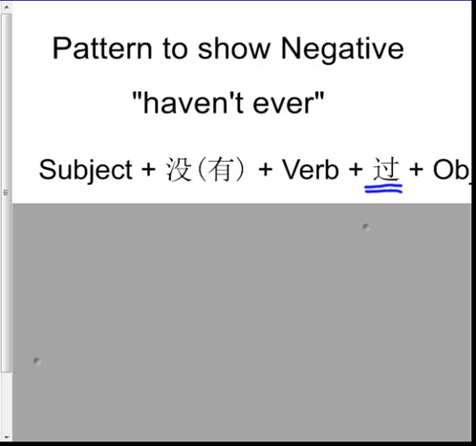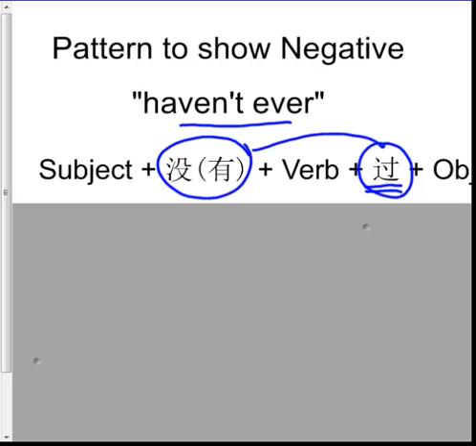When we learned about completed action le, we learned that when we said negative completed action, we use meiyou or mei by itself, but you can't have le with it. But in this case, when showing that you haven't had the experience of doing something, you haven't ever done something before, and notice how this phrase here really shows it in English, you have to have both of these together. And here they are both. Let's take a look at some examples.